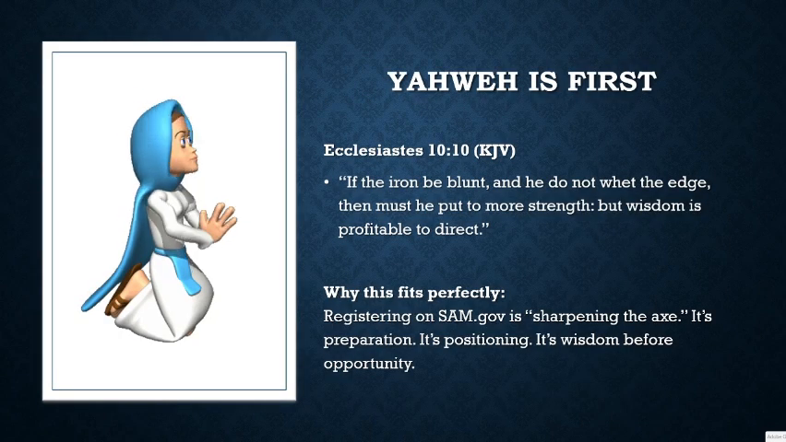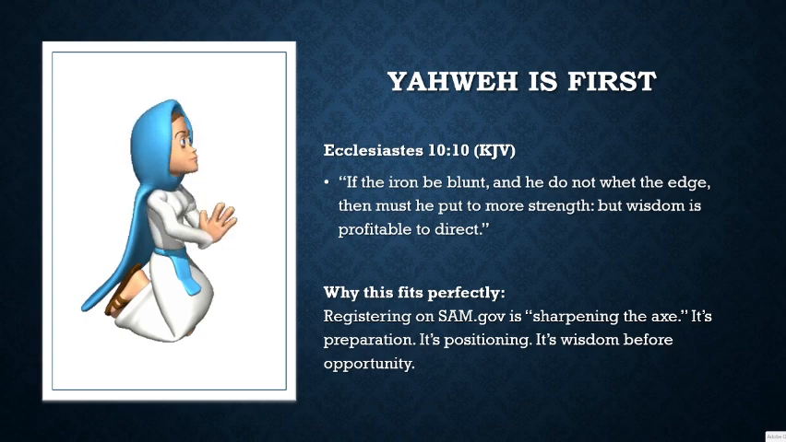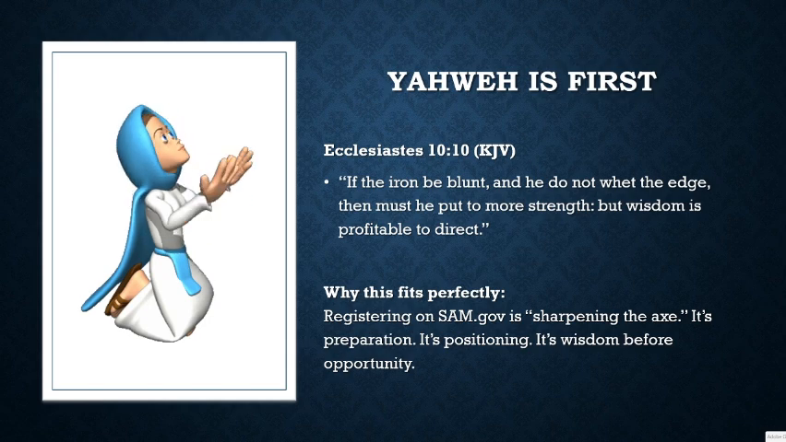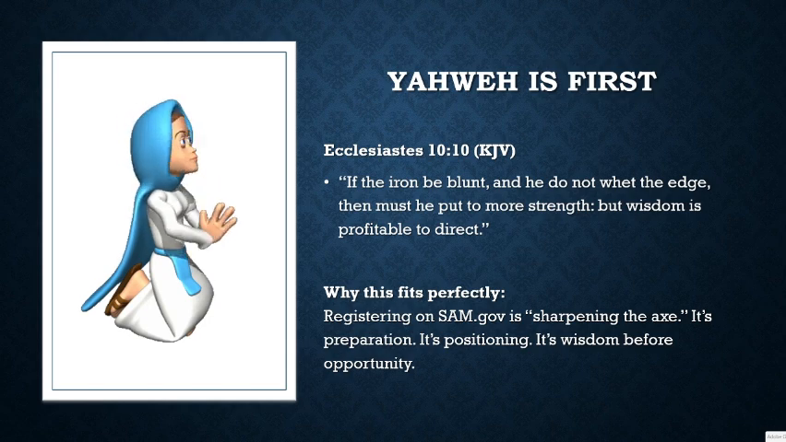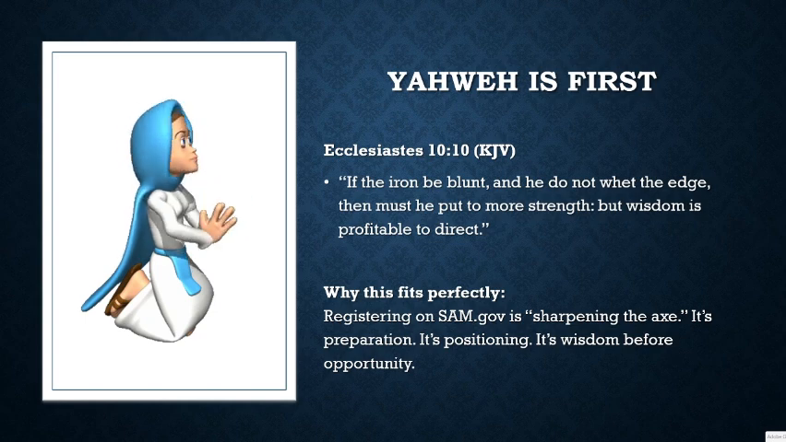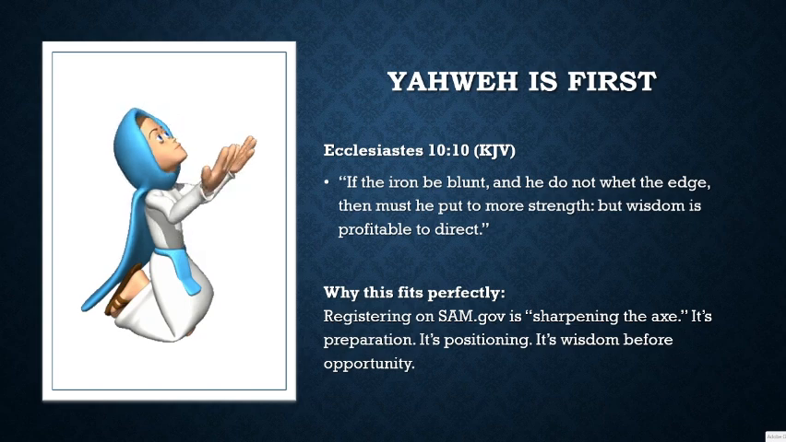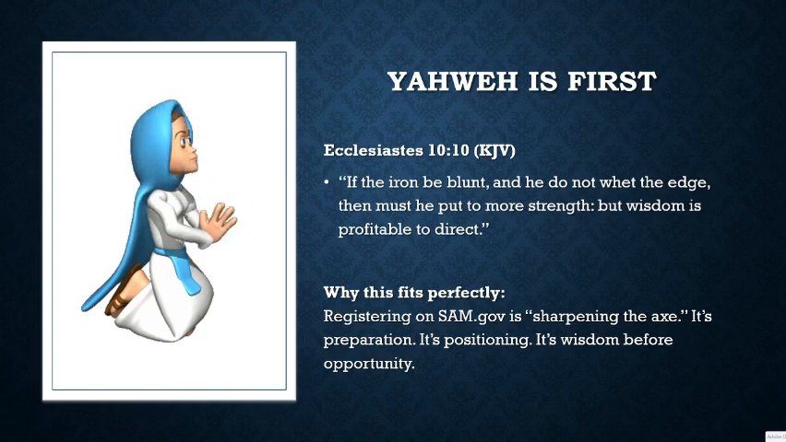And of course, Yahweh is first. So we are going to start with our scripture, Ecclesiastes chapter 10, verse 10. If the iron be blunt and he do not whet the edge, then must he put to more strength. But wisdom is profitable to direct. Why does this fit perfectly? Registering in SAM.gov is sharpening the axe. It's preparation, it's positioning, it's wisdom before opportunity.